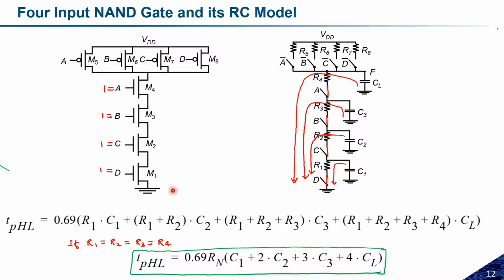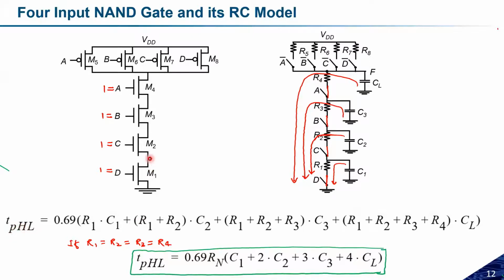If I have this much of NAND structure, in that NAND structure, this R1 is the part of 4 components. So if somehow I can increase the size of this M1, that will lead to reduce this TPHL, because this R1 is having 4 components, and we can reduce this one.